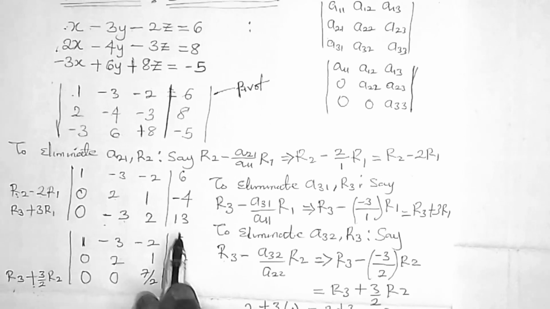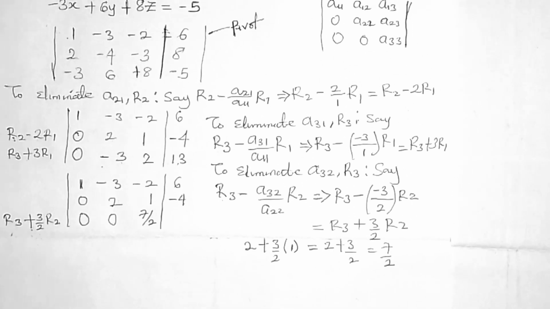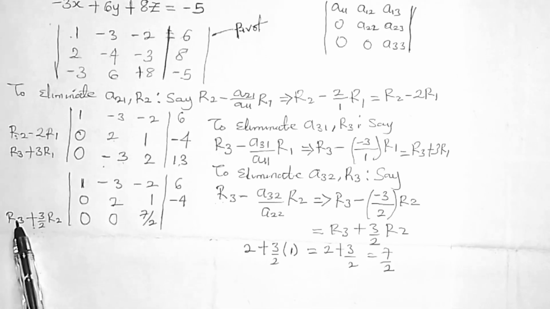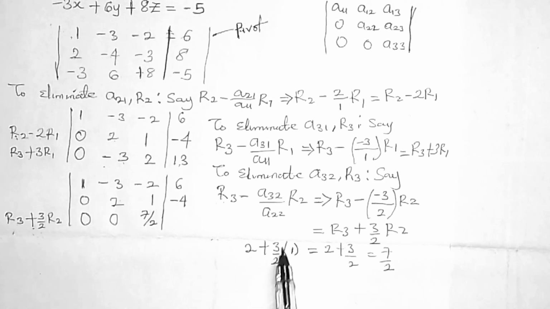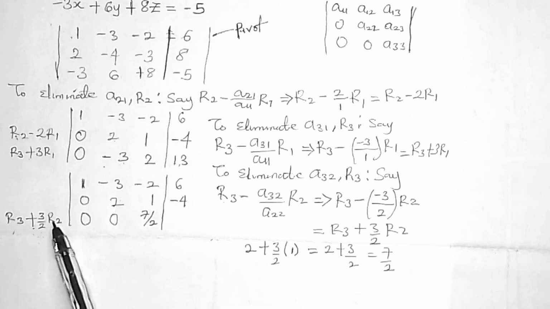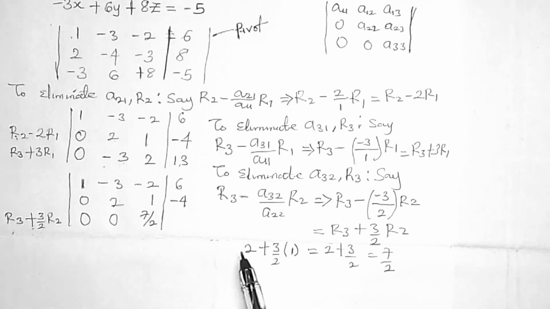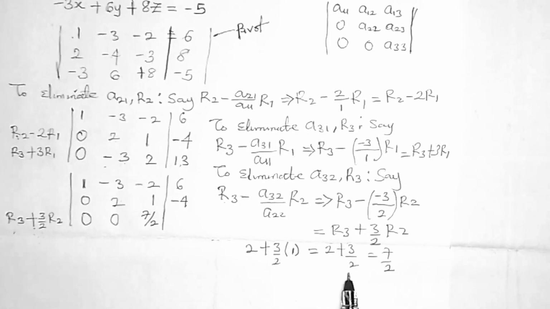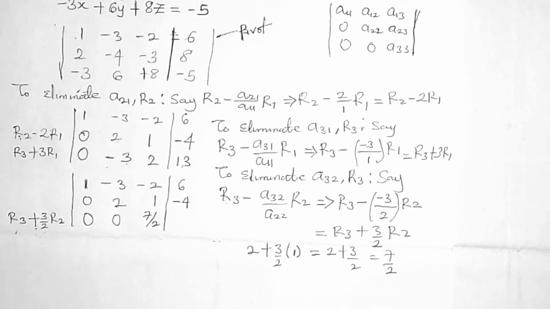Now for the last one. So we have R3. Hey, sorry about that. Let me show you that again. What I did here was R3. Our R3 is 2. Are you seeing that now? 2 plus 3 over 2, then R2, which is 1. So this is 2 plus 3 over 2 multiplied by 1. 3 over 2 multiplied by 1 will give us 3 over 2. Then the LCM is 2, and that will give us 7 over 2. Are you seeing that now?